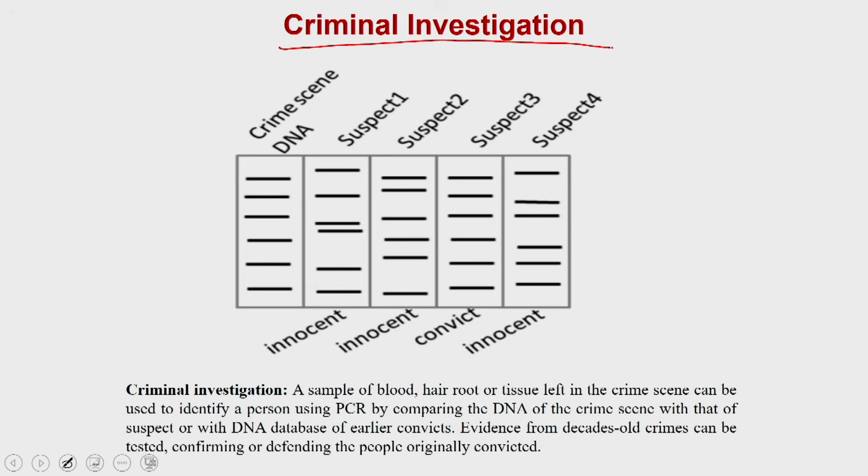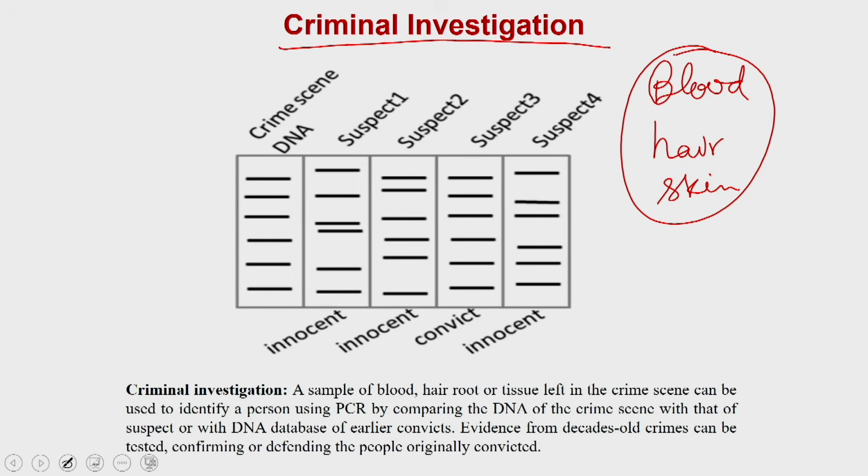In criminal investigations, you have blood, hair or skin samples from the site of the crime, and from any of these sources you will get the cells, which means you will get the DNA. Once you get the DNA, you can do PCR amplification and generate a particular type of pattern. So, you can see that from the crime scene you got DNA which is giving a pattern like this.